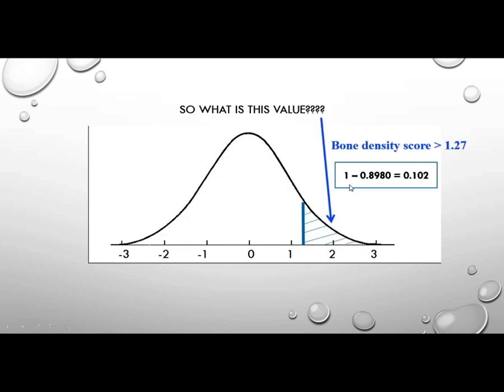Okay, so if that's the case, then what's the value to the right of that? What is the probability that someone will have a bone density score that's greater than 1.27? Well, if I know that the whole area under this curve is equal to 1, and I just subtract 1 minus the probability on this side of the curve, I'll get the probability on the right side of the curve. So that's 1 minus 0.898, and I get 0.102.